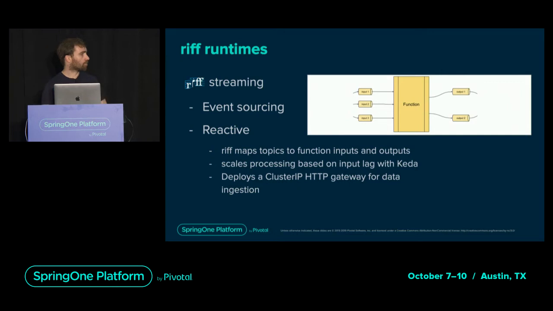And what happens under the hood is that the Riff system will map those input streams and output streams to broker topics. So that's the thing you need to provide beforehand. You need to have Kafka available somewhere, for instance. Kafka is the only broker we support for now. There will be more later. And once you have a Kafka available, then you will have a provisioner that will create topics on demand and map them to streams. And those streams then will be exposed to the function you write.